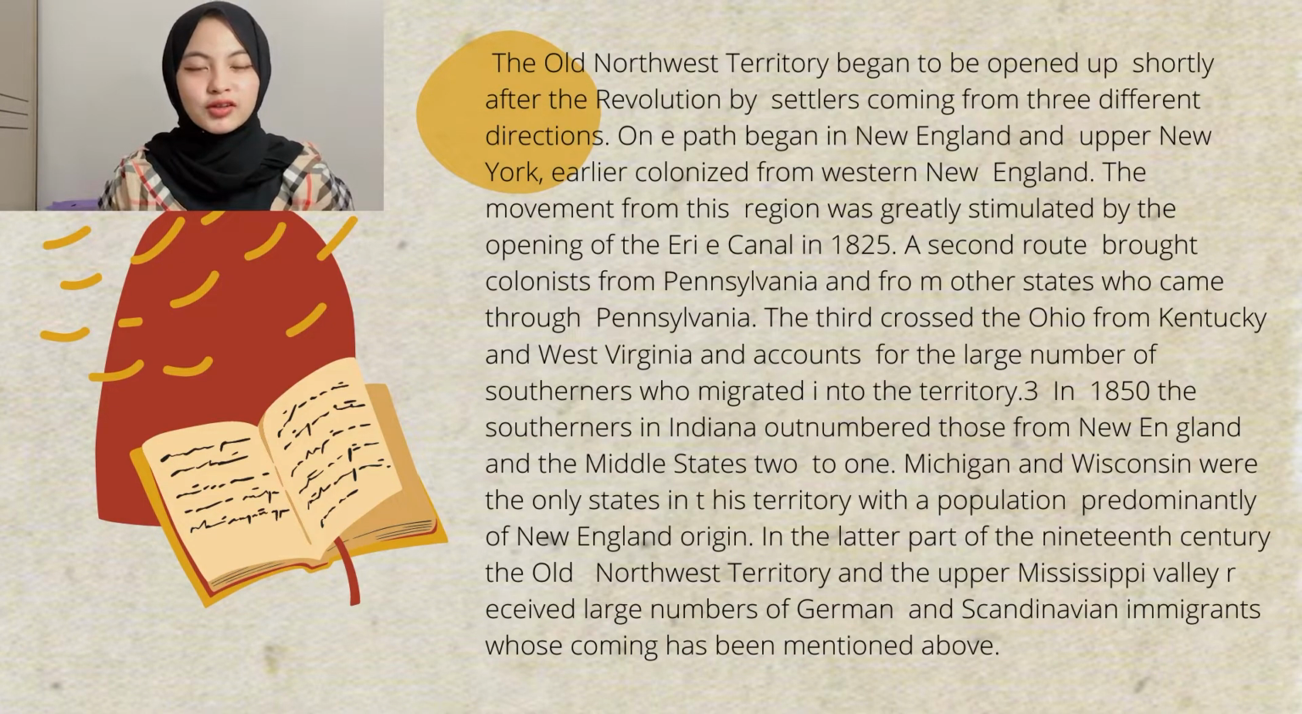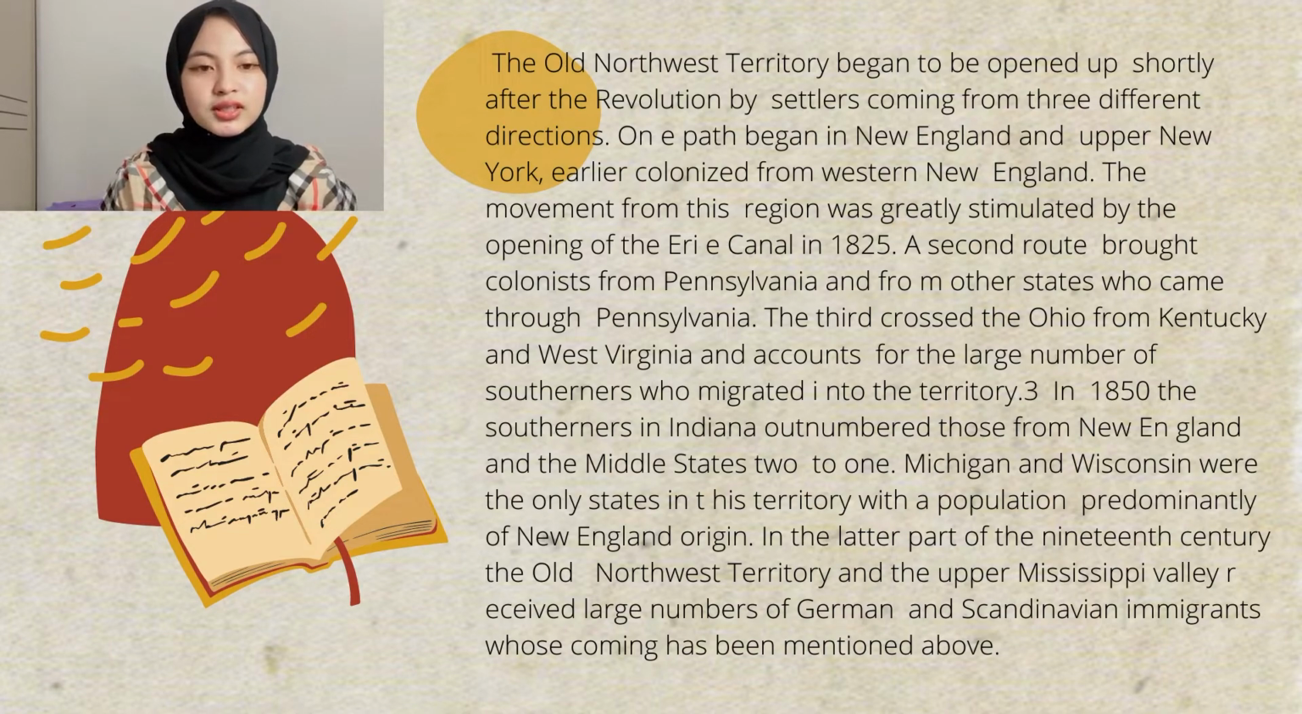The Old Northwest Territory began to be opened up shortly after the Revolution by settlers coming from three different directions. One path began in New England and Upper New York, earlier colonized from western New England. The movement from this region was greatly stimulated by the opening of the Erie Canal in 1825. A second road brought colonists from Pennsylvania and from other states who came through Pennsylvania. The third crossed the Ohio from Kentucky and West Virginia and accounts for the large number of Southerners who migrated into the territory.